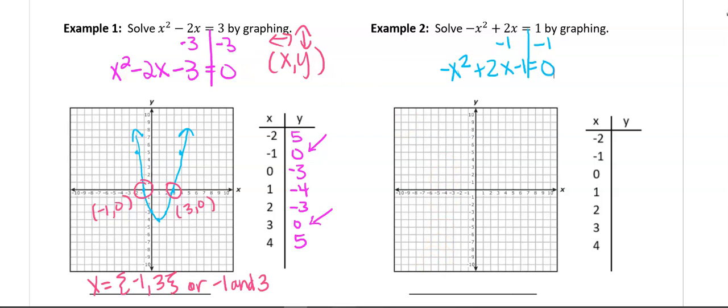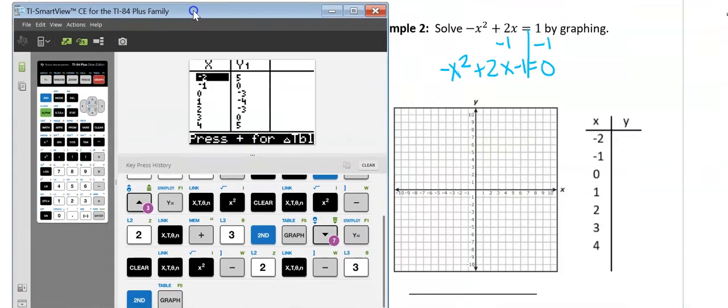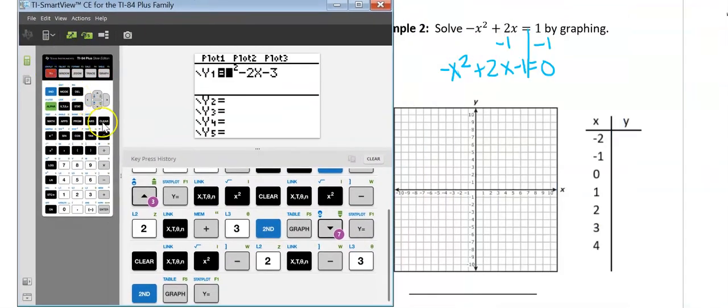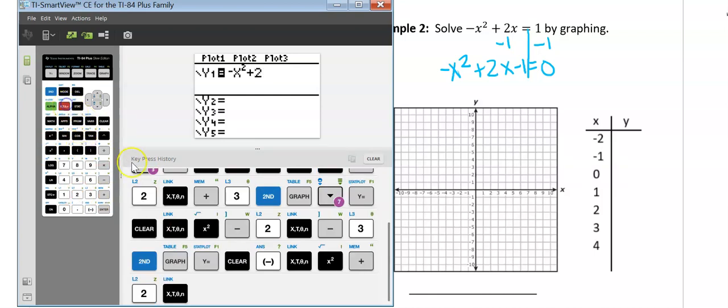Okay, so I'm going to pull up my calculator. I'm going to go to y equals. I'm going to clear the equation in there because if I don't, it'll often start typing over it. Everybody look at the calculator screen on here. Negative is down here next to the enter key. Negative x squared plus 2x minus 1.